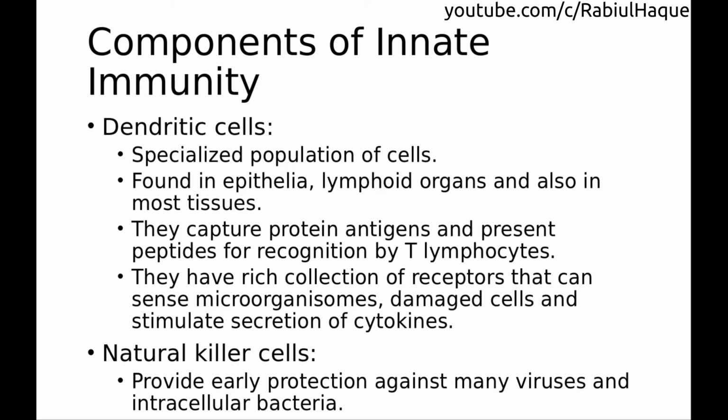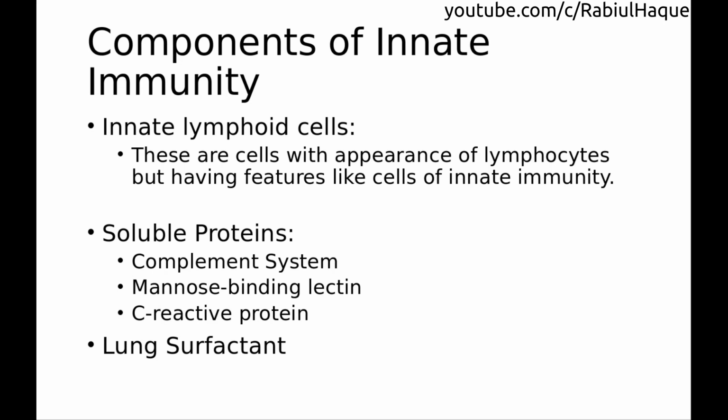They have a rich collection of receptors that can sense microorganisms and damaged cells, and stimulate secretion of cytokines. Regarding natural killer cells, always remember that they provide early protection against many viruses and intracellular bacteria. Now, this term is very interesting: innate lymphoid cells. These are cells with the appearance of lymphocytes. They will look like lymphocytes, however, they will have features like cells of the innate immunity.